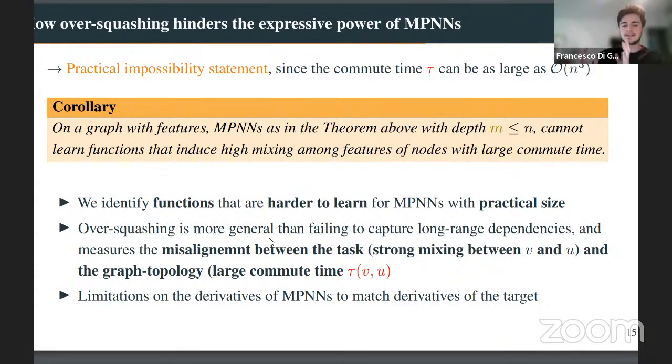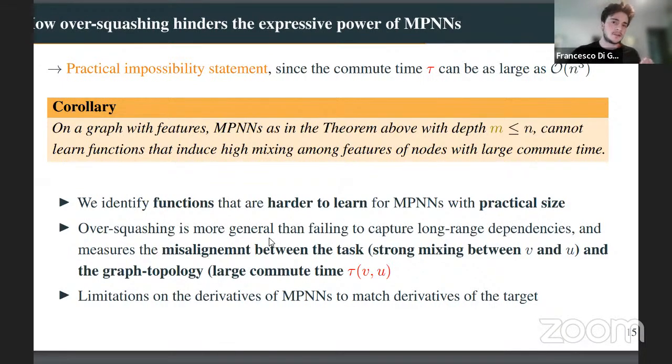So this misalignment is more general than just saying oversquashing has to do with long-range interactions. We can sort of take the commute time as a good proxy for oversquashing, and it also brings back the task, right? It finally shows hopefully very clearly that the problem of oversquashing occurs when the task requires such mixing between nodes that have large commute time. If that's not the case, that's fine. You can have oversquashing between nodes and large commute time, but it will not be a problem because the task will not depend on it.